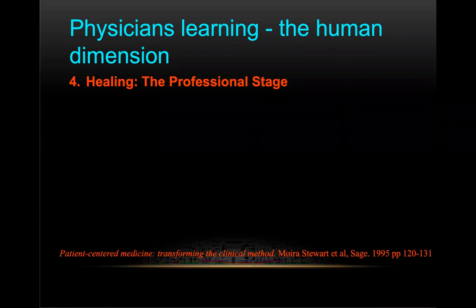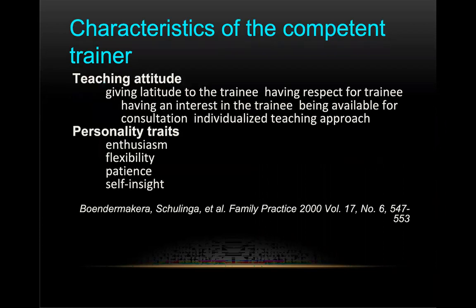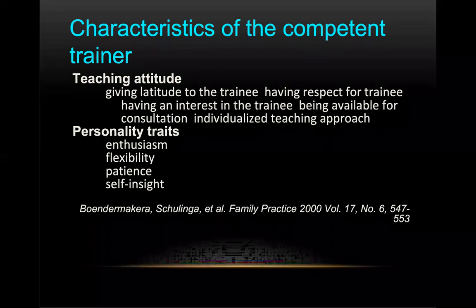So there are even criteria for whether the trainer is competent or not. The trainer must have the knowledge and also the skills, so that one should be able to teach using the basic teaching methods and also be able to apply that knowledge. Similarly, the skills should be used to give good feedback, regarding observation skills and analysis skills, to foster reflection in the training. And that's where we try to see the teaching attitude and the personality traits as well. The teacher should be enthusiastic, flexible, patient, and also have the property of self insight.